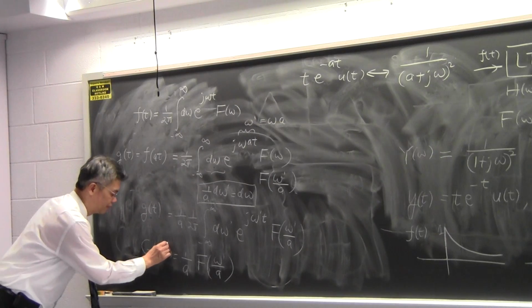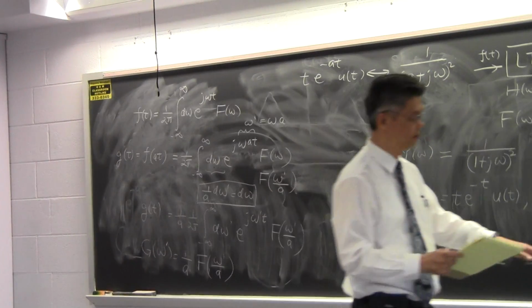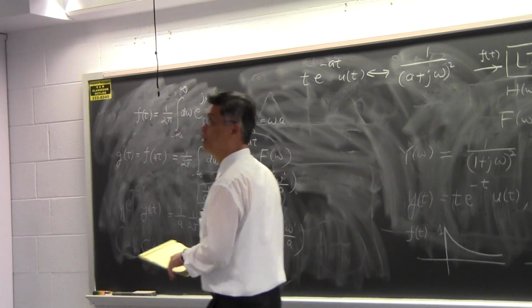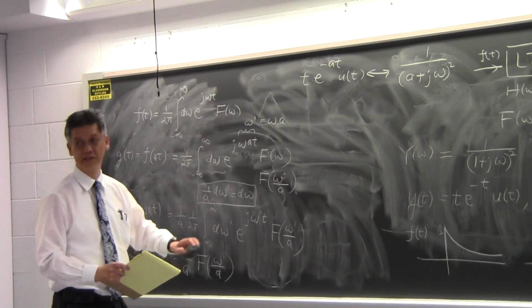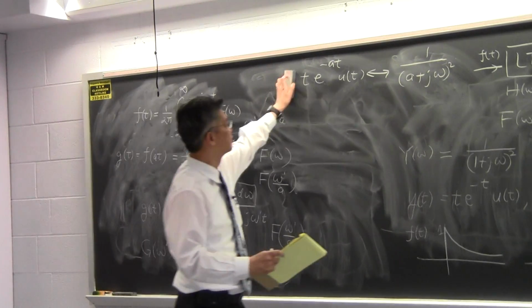This should be g of omega prime, sorry. Omega prime is a dummy variable. This is called a scaling law. And you can also derive it directly. You can also prove that the Fourier transform of this is that directly, as is done in the example in the textbook. Are there any questions regarding this?